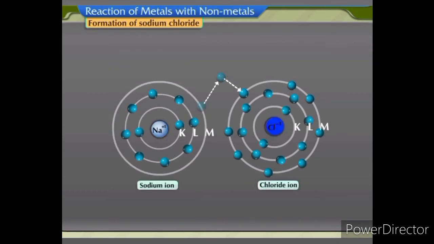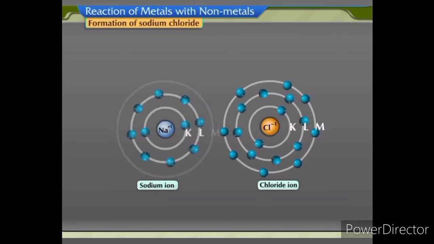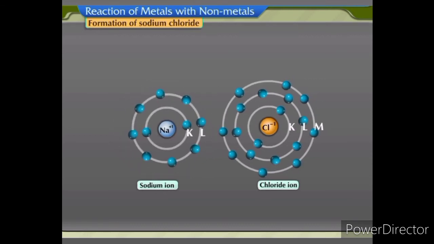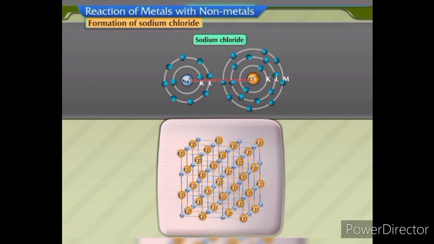Sodium ions and chloride ions are opposite in charge and therefore experience a strong attraction for each other, so they remain tightly held together, forming an ionic or electrovalent bond. This results in the formation of the compound sodium chloride. Sodium chloride consists of a large aggregate of an equal number of sodium ions and chloride ions arranged in a definite geometrical shape. Let us define an ionic bond or an electrovalent bond.